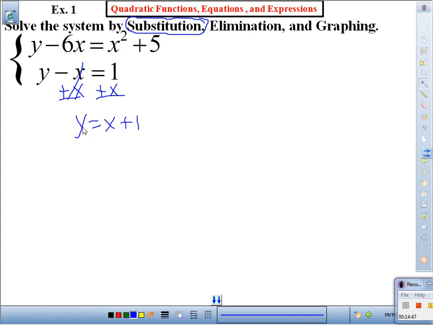What does that mean? Well, that y is now x plus 1. What does that tell us from the first equation? Now, instead of writing y, what do we write? x plus 1, and then the rest of the stuff. Yes. So I'm going to rewrite this equation. Instead of y, we write x plus 1. What's next? Minus 6x equals x squared plus 5.